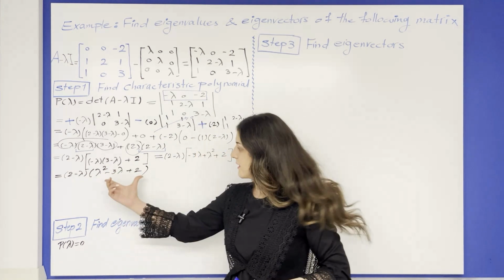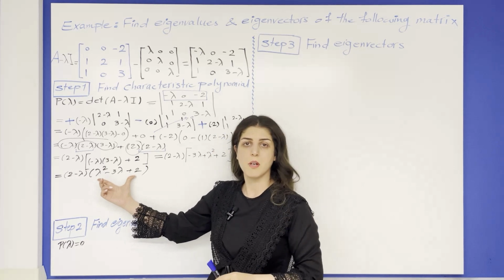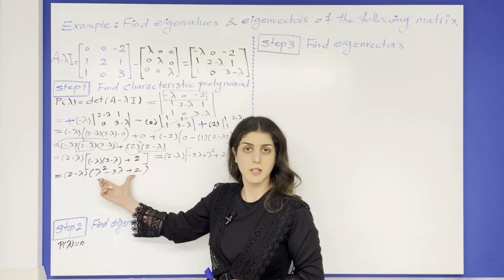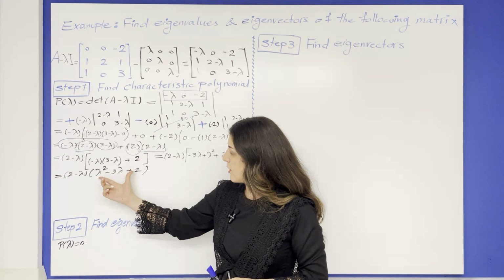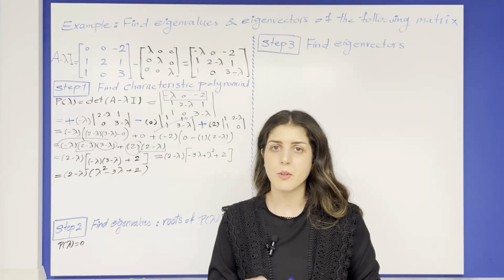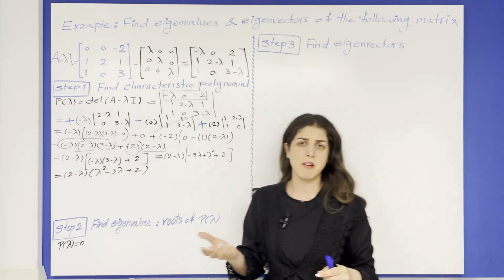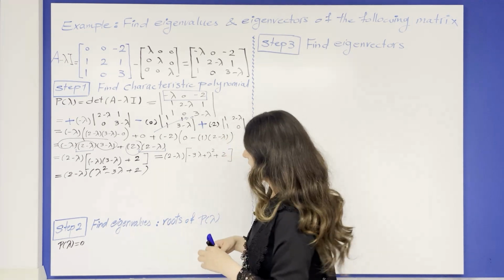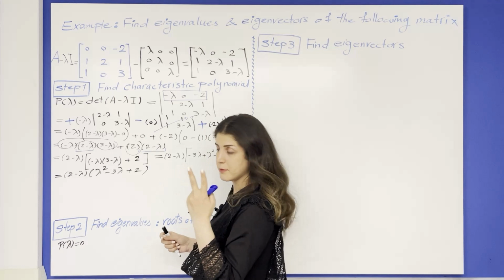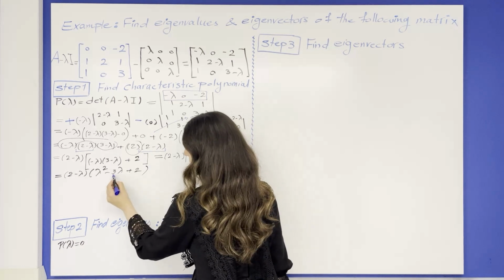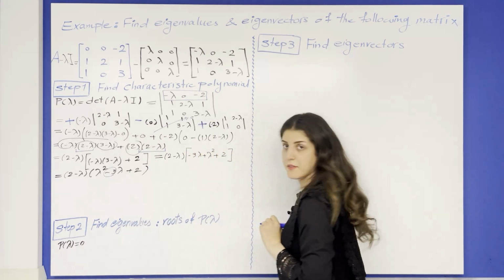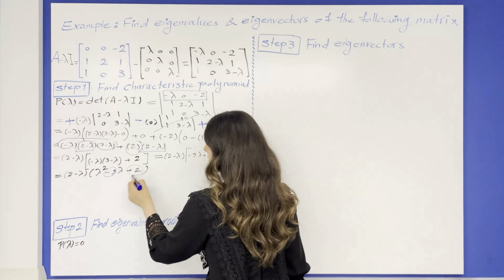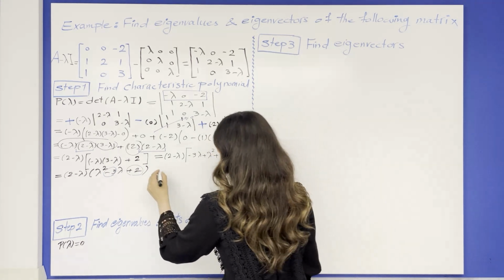So this is a quadratic polynomial. For a quadratic polynomial, you can find the roots or factor it in two different ways. The first one is to use the quadratic formula. And the second one is to look for two numbers such that their addition is negative 3 and their multiplication is 2. So what are those two numbers?